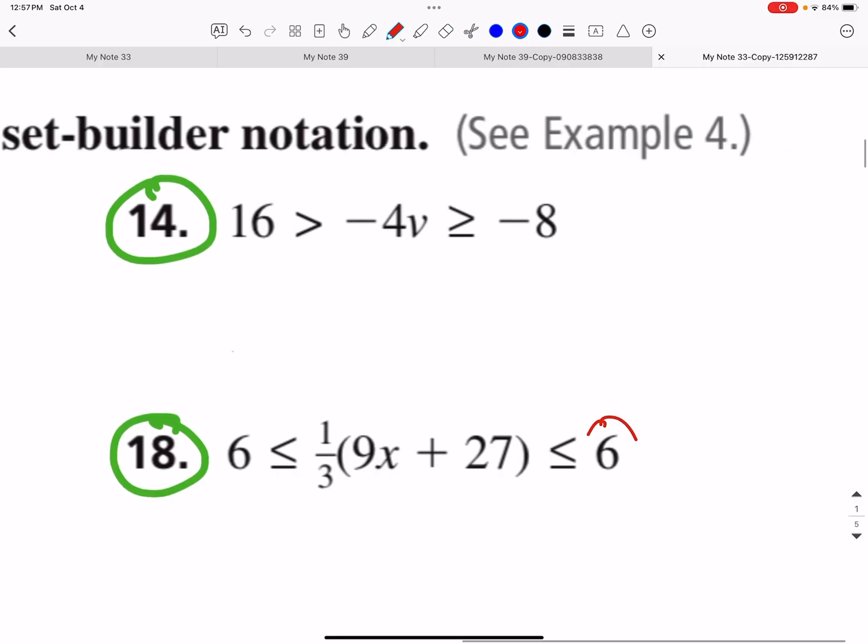All right, over here, this is like two problems at once. So if we divide by negative 4 on both sides, we get negative 4, switch the signs, v greater than or equal to positive 2.